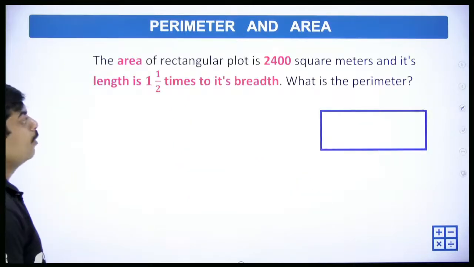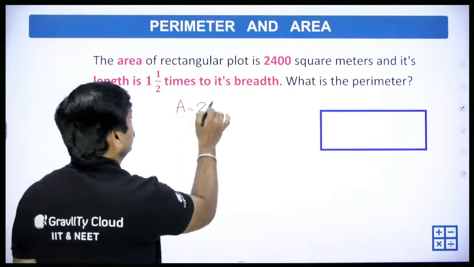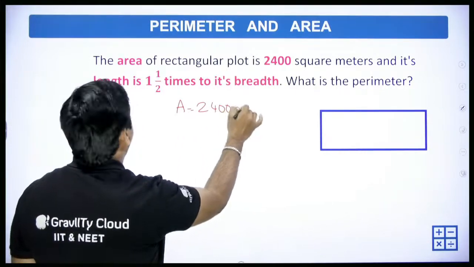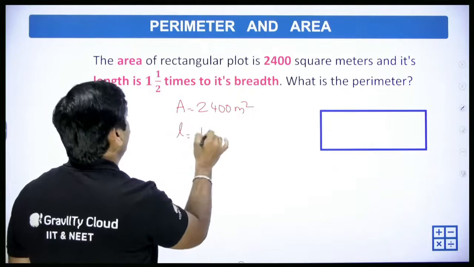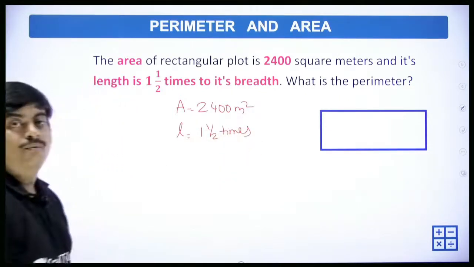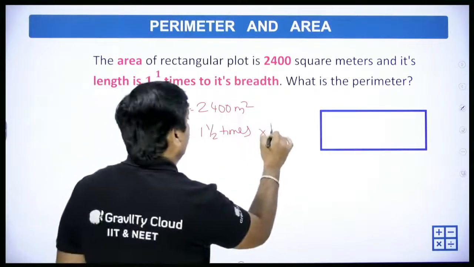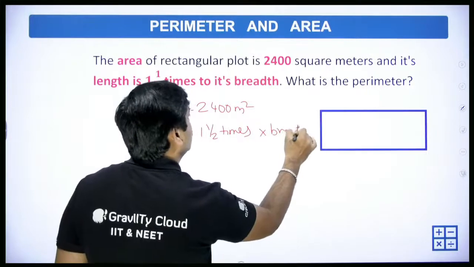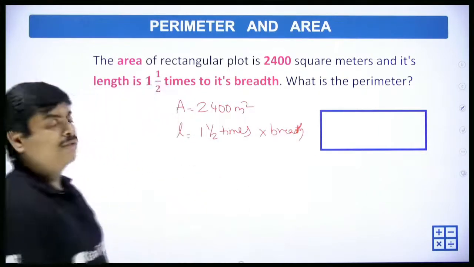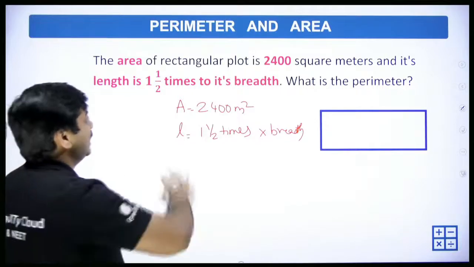The area of a rectangular plot is 2400 square meters, and its length is given as 1.5 times its breadth. So what is the perimeter? So a very simple question. Once again, let's try to discuss.